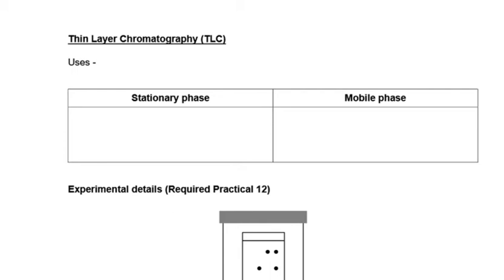So what we're going to do now is start to look at the different types of chromatography. First type we're going to look at is called thin layer chromatography, or TLC. And this is also, pay attention, a required A-level practical. This is required practical 12. So you will need to be able to describe the method and explain the results and the process involved in this technique. So this is used for checking purity.